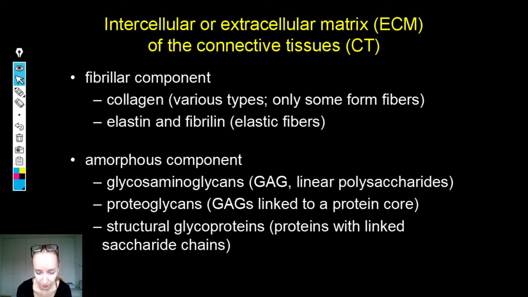The amorphous component is less observable. It's formed by molecules, so we really cannot see the amorphous component. We cannot see molecules in light microscopy, so they are less observable. There are three types of macromolecules, and these are glycosaminoglycans, proteoglycans, and structural glycoproteins. These are the three main types.